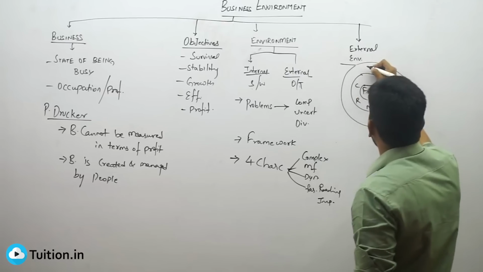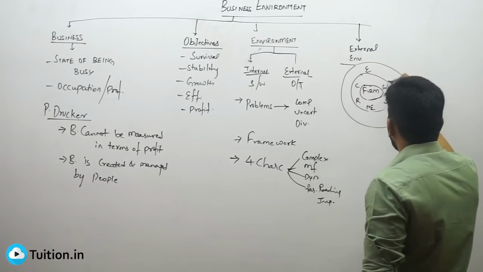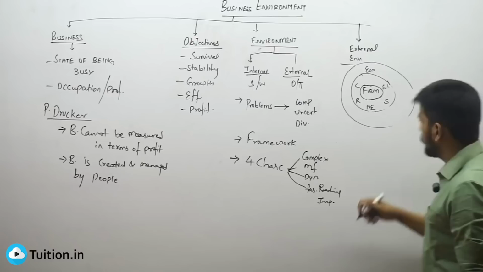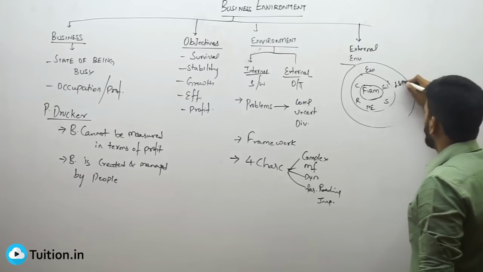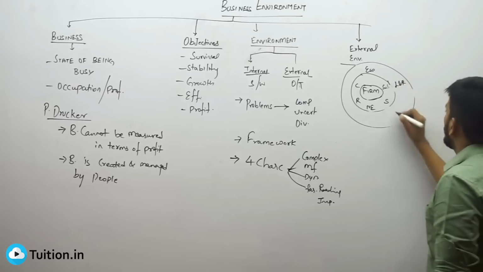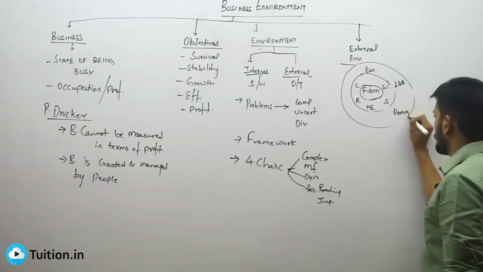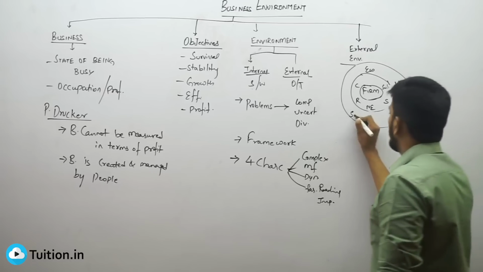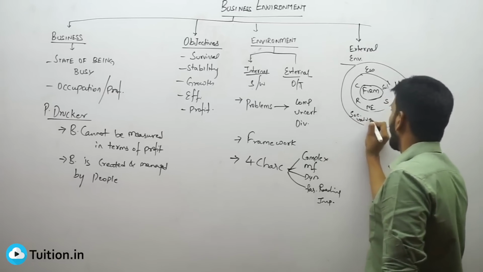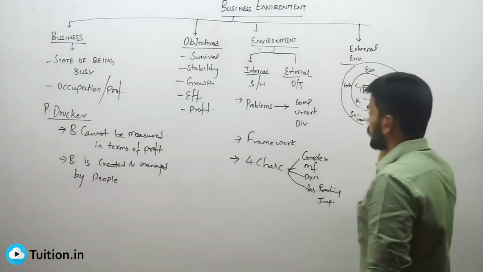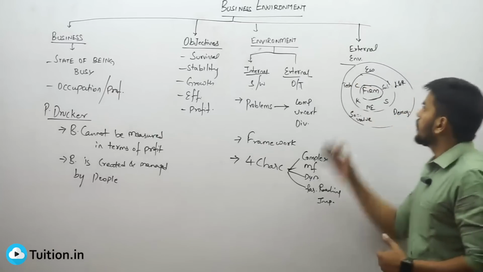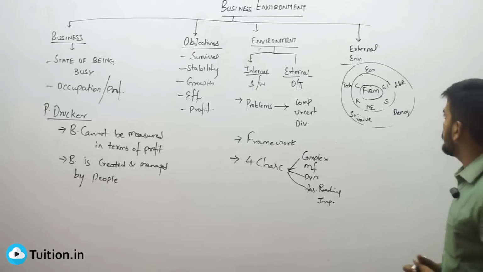Up next is about economy at large, right? We have economy at large to influence us. Then laws and regulations in a country will influence us. Demography and population can influence us. Societal values can influence us, and technology is also something that influences. So this is what the study of external environment is.